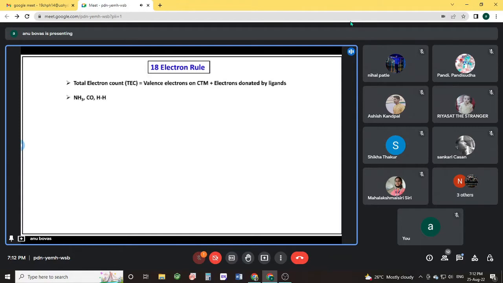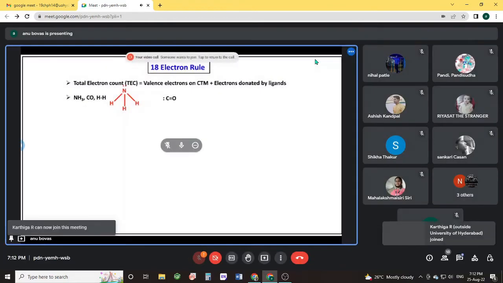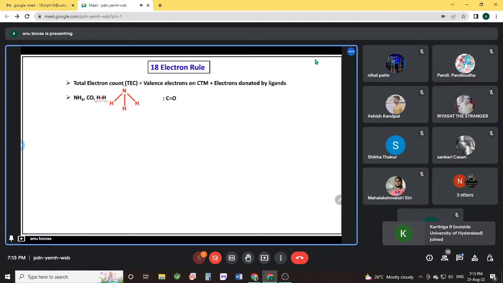For example, ammonia, carbonyl, etc. have one lone pair of electrons, and hence they will act as two electron donors. This can be obtained from their structure. In this structure, we can say it has a single lone pair of electrons, and hence these are two electron donors. Similarly, if we consider sigma bonded H, one sigma bond is made of two electrons, and hence any sigma bond will also act as a two electron donor.